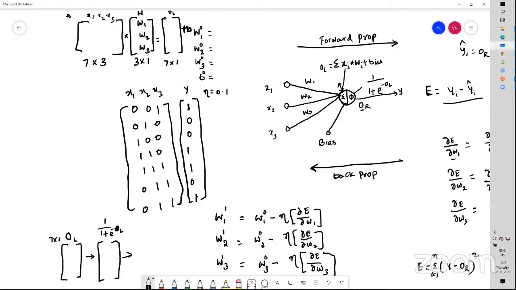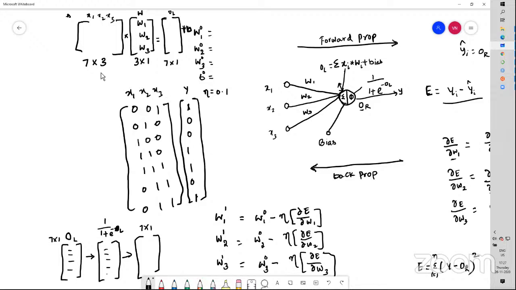So for each input here, this will generate an output. So you would get another value, which is like 7 by 1. So for each input, we will get an output from this perceptron. Okay, clear with this?